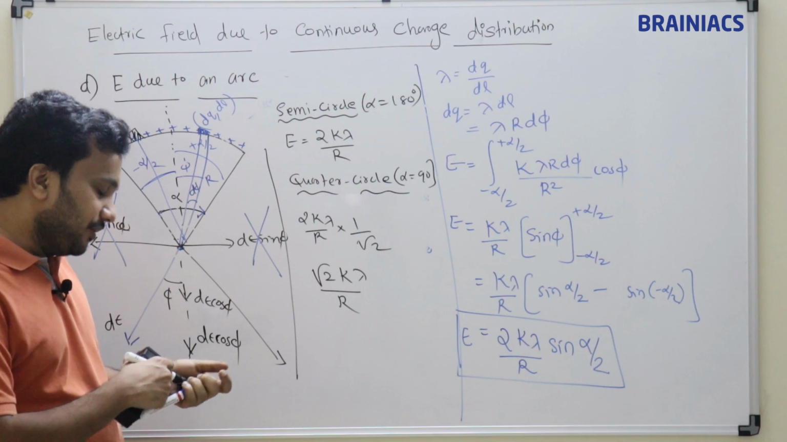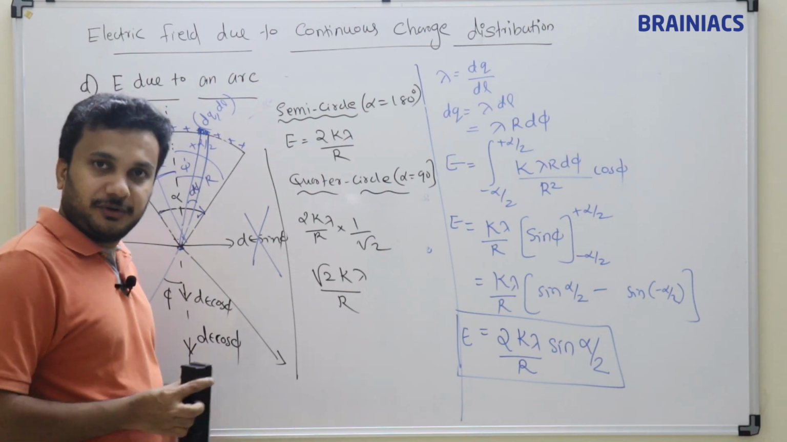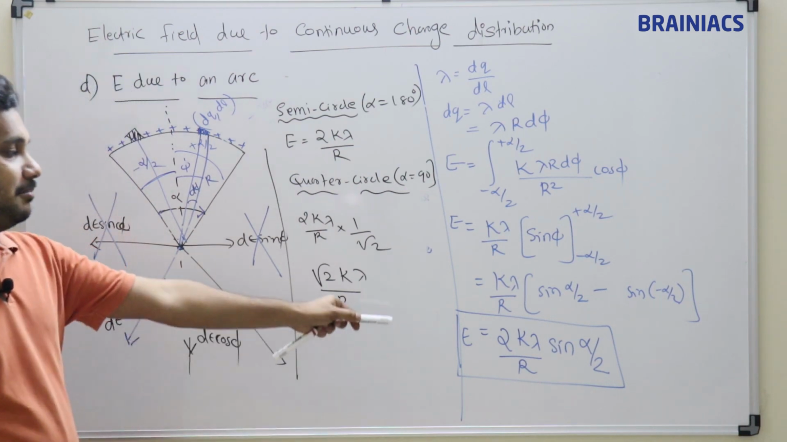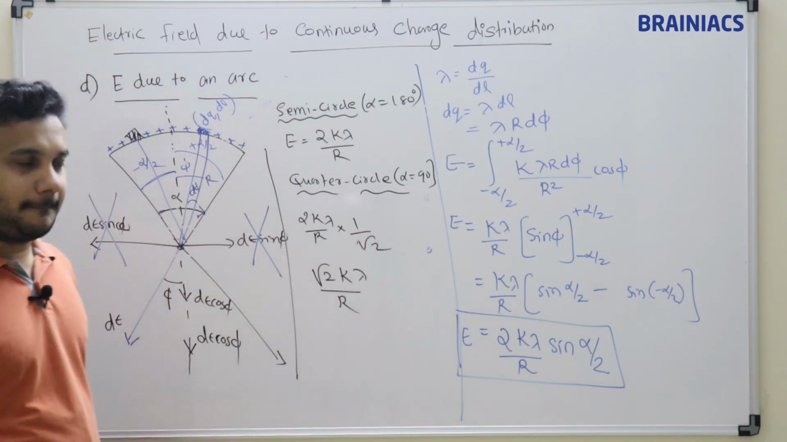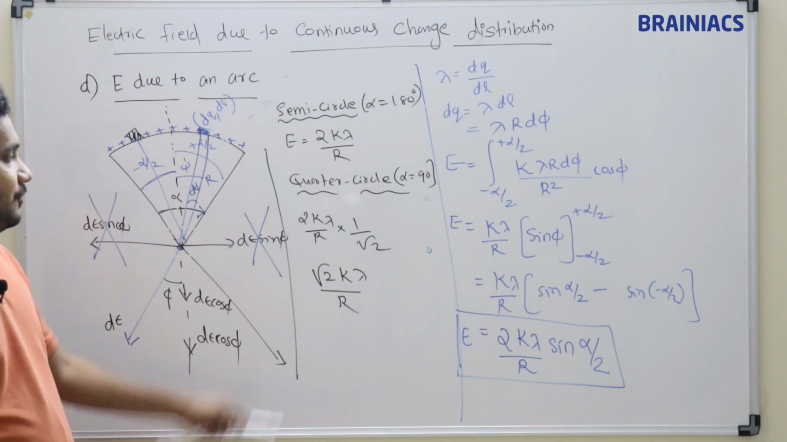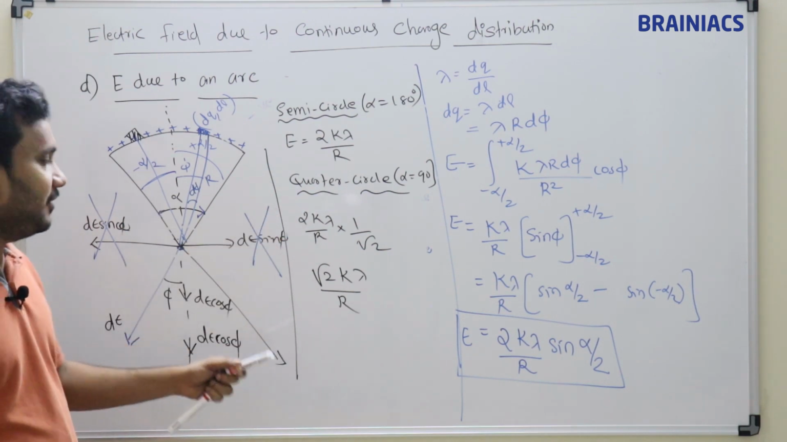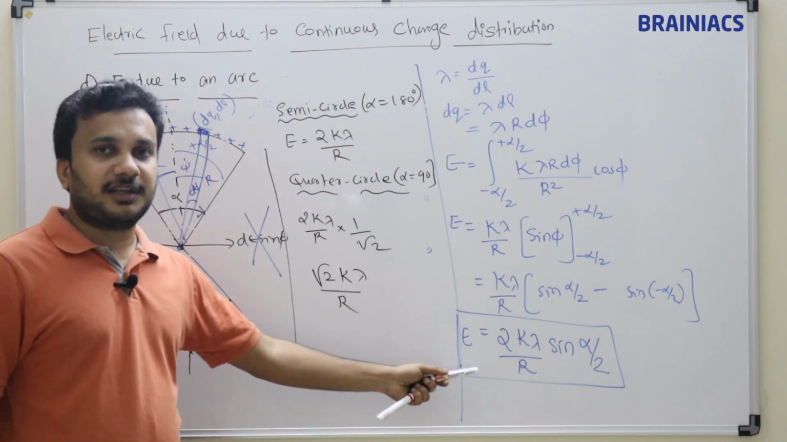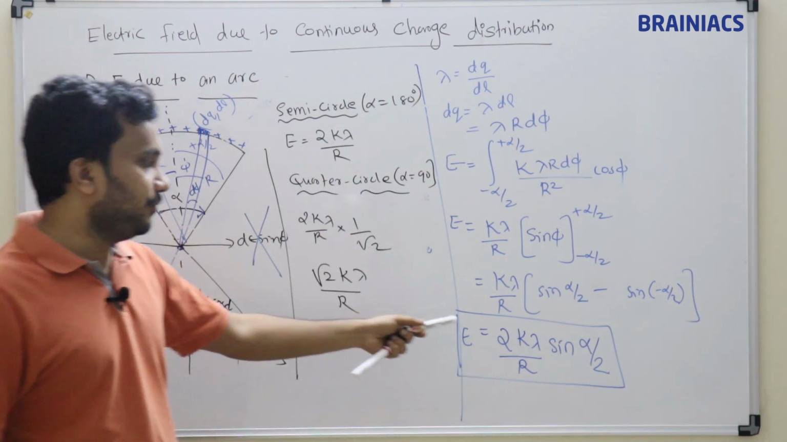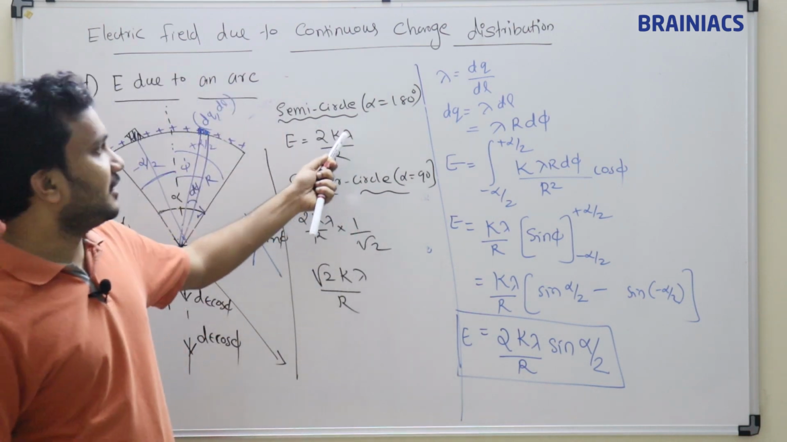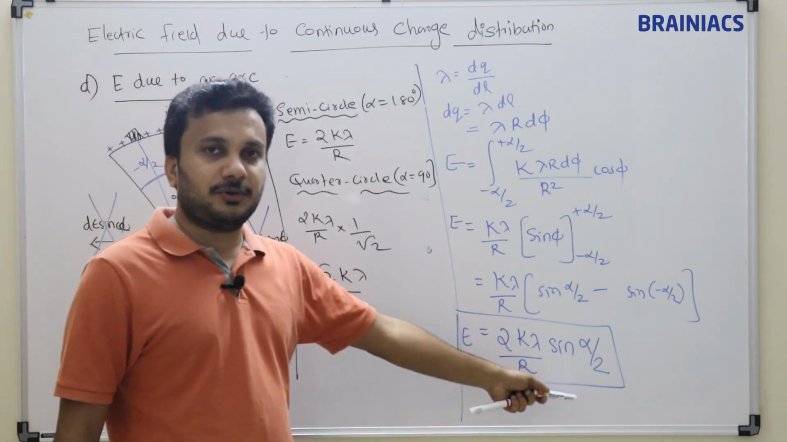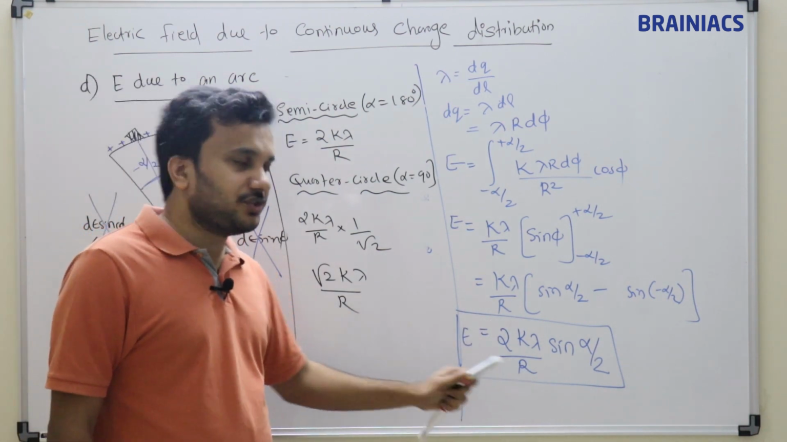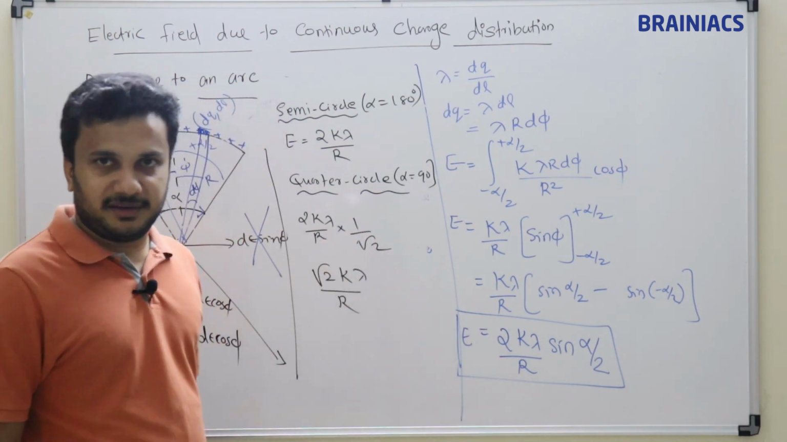So in short, from the entrance examinations point of view, if you know the electric field created by an arc, you can find it out for a semicircle, for a quarter circle, for any value, depending upon the value of alpha given in the question. For a semicircle, I have to put alpha equal to 180 degrees. For a quarter circle, you can put alpha equal to 90 degrees.